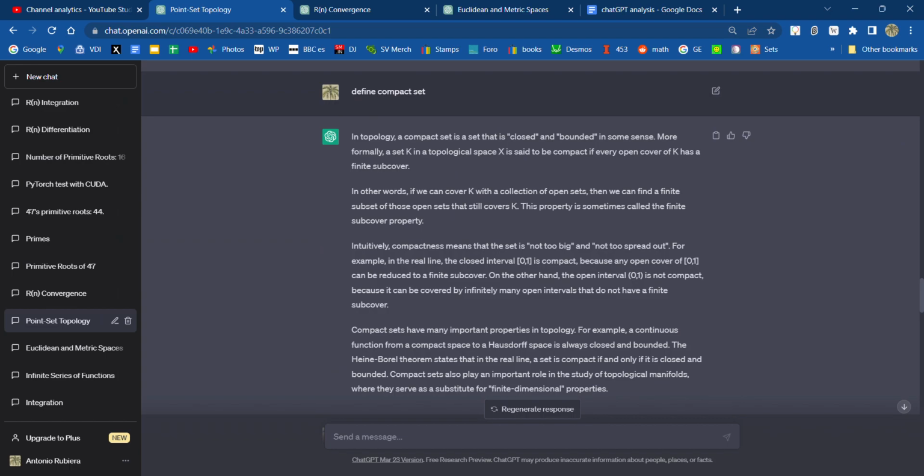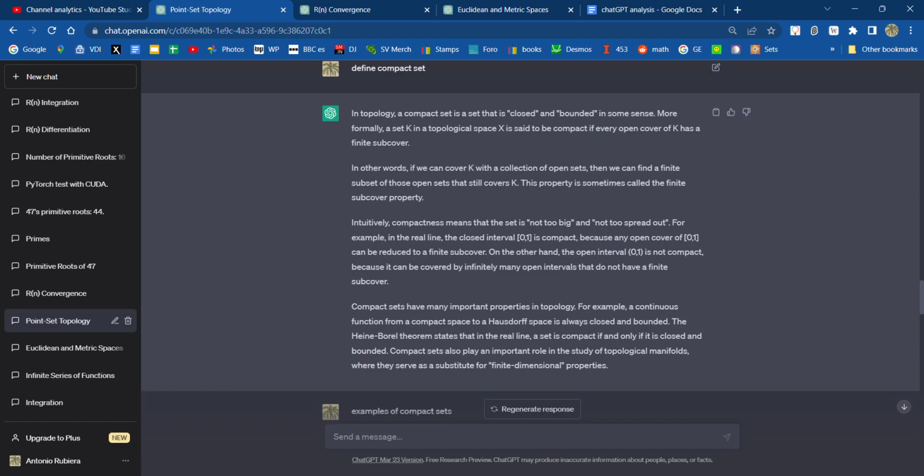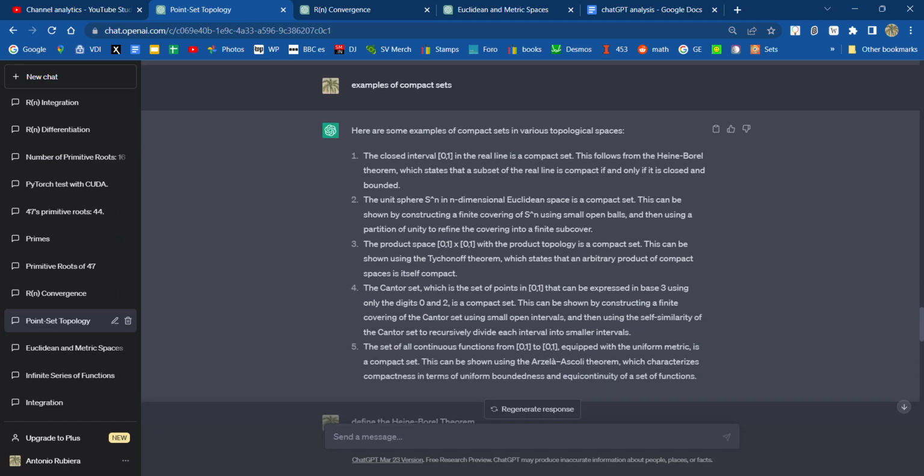Define a compact set. Of course, it's bounded and closed. And I'm setting it up for the Heine-Borel Theorem. I call it Heine. Some people call it Heine. Examples of compact sets. Of course, any closed set that is bounded is a compact set, and it does quote the Heine-Borel Theorem.